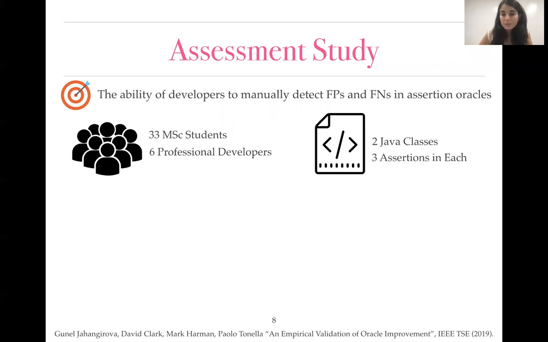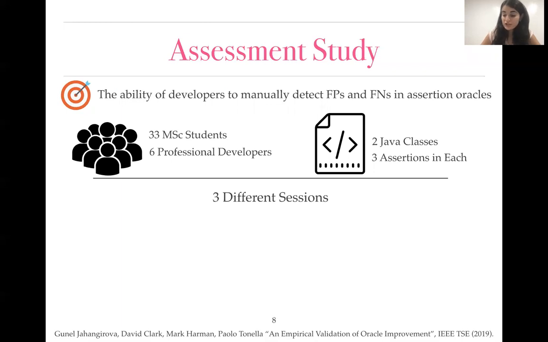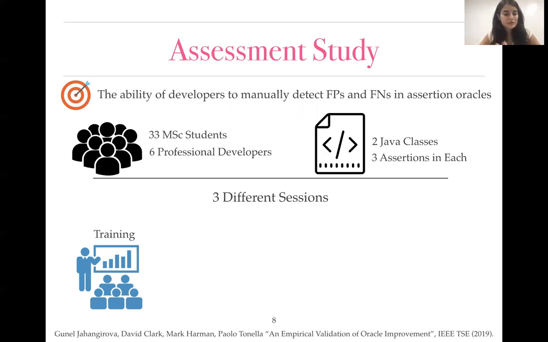We have provided each developer with 2 Java classes, and each Java class had 3 assertions in it. We conducted these experiments in 3 different sessions, and each session started with a training where we explained to the developers what is a false positive, what is a false negative, and so on.